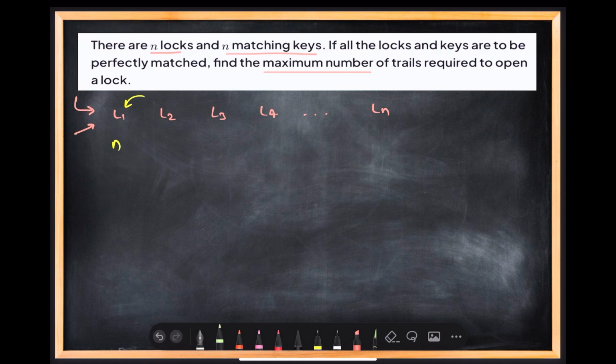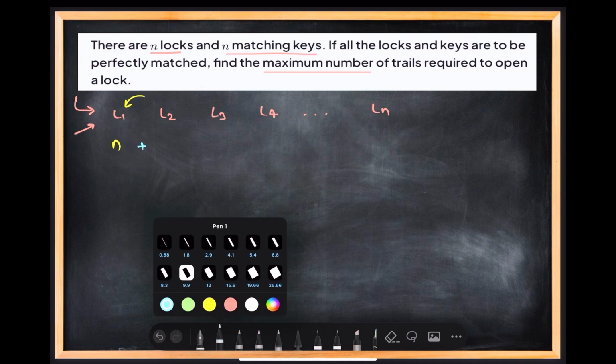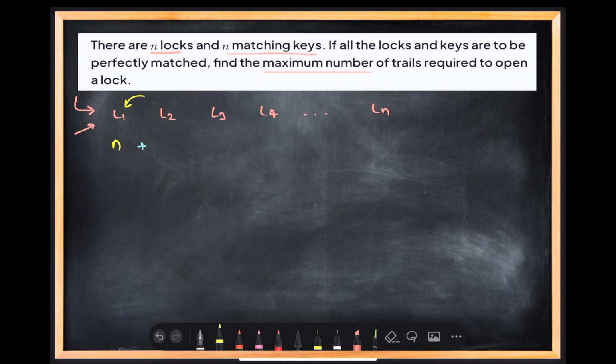So lock 1 is done. Now in your bunch of keys there are n minus 1 keys, because you have matched one lock and key and kept them aside. Now you have to open lock number 2. Again you will make sure that this lock opens at the last trial, as there are only n minus 1 keys. So again the task is done.